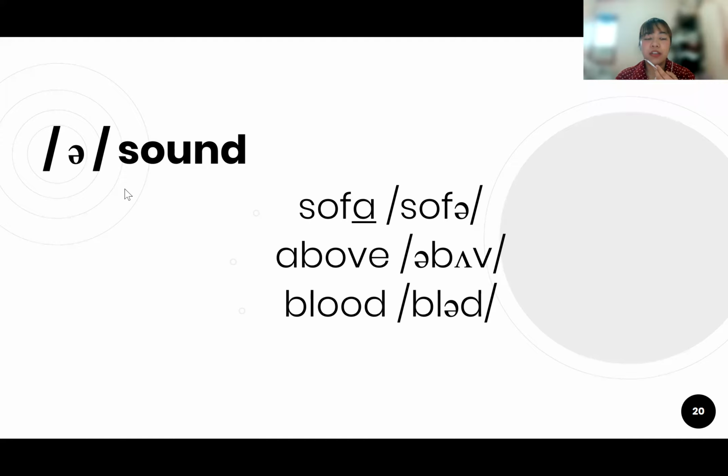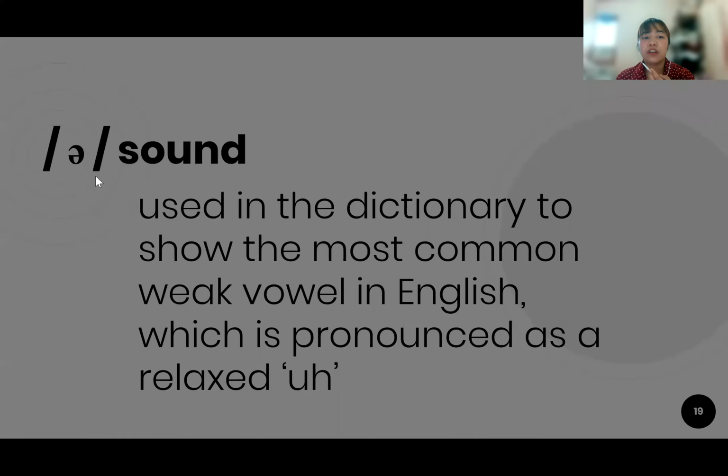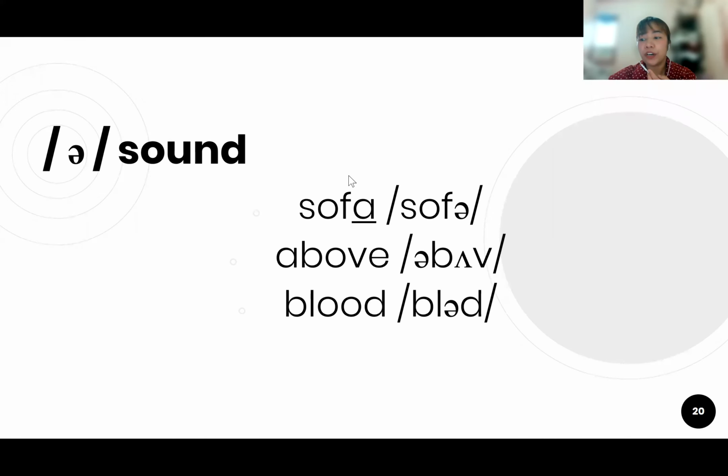Now the question is, you said that these two symbols make the same sound, so when do we use this and when do we use that? First we have your schwa. We use your schwa for unstressed syllables. There are stressed and unstressed syllables, right? For example, in the word sofa, how many syllables are there? Sofa. So two.